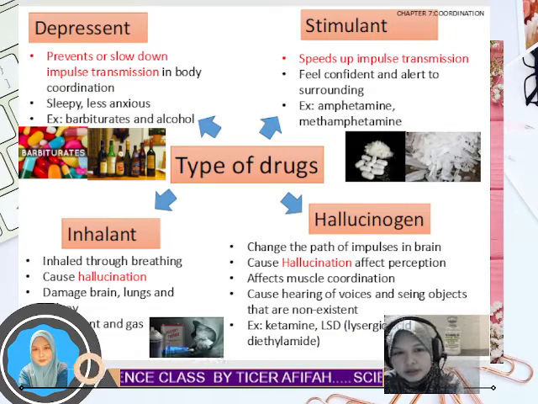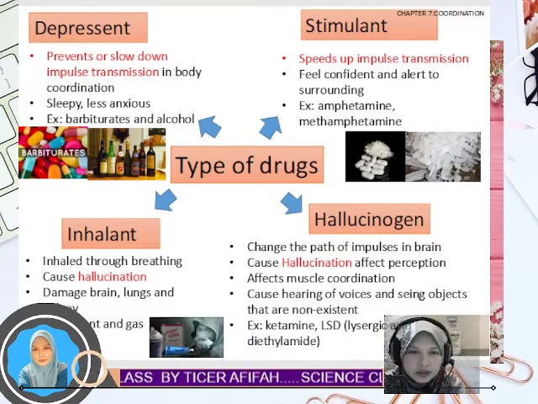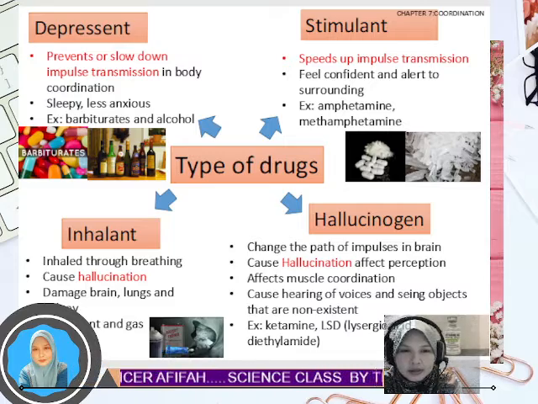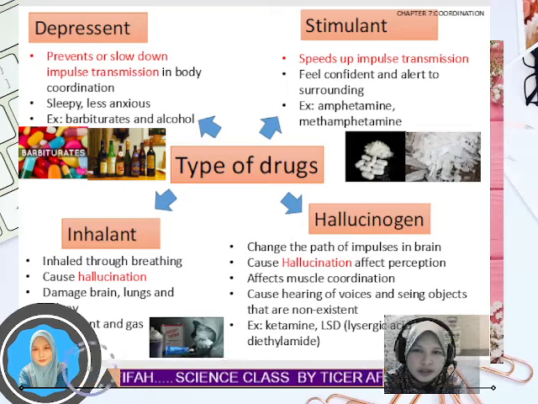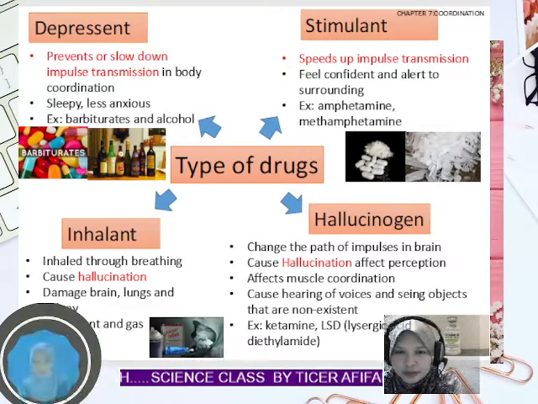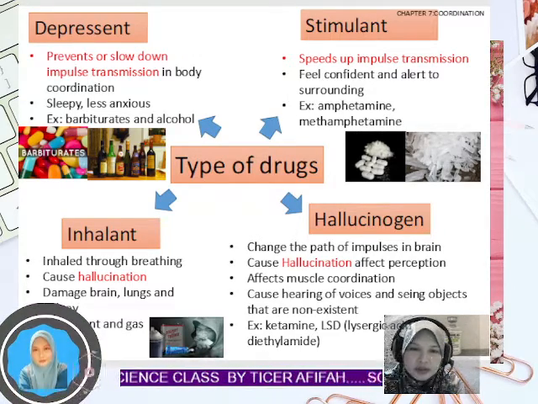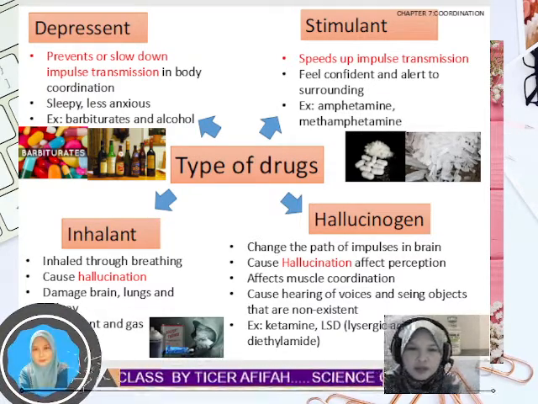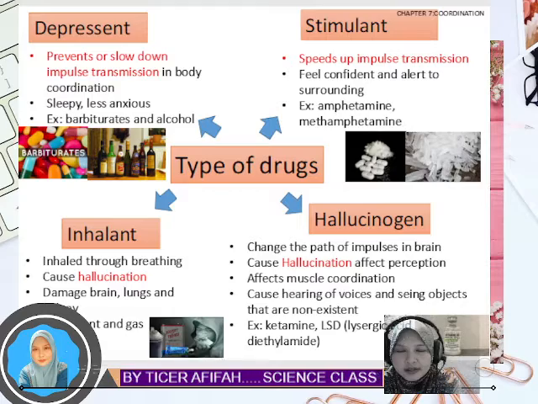Inhalant is a type of drug that is inhaled through breathing and can cause hallucination and damage to your brain, lungs, and kidney. For example, solvents and gas substances. A hallucinogen will change the path of impulse in the brain, cause hallucination, and affect your perception and muscle coordination, causing hearing of voices and seeing objects that do not exist. For example, ketamine and LSD, lysergic acid diethylamide.